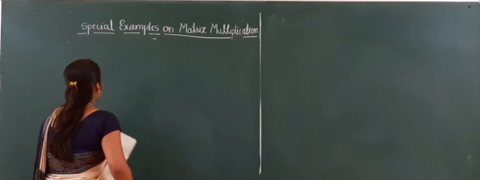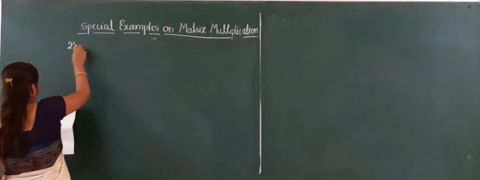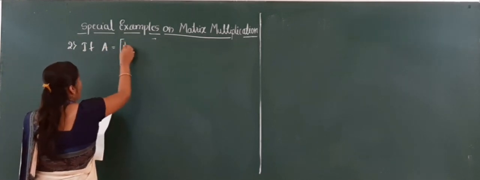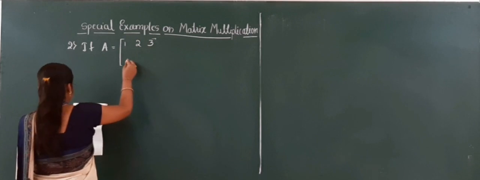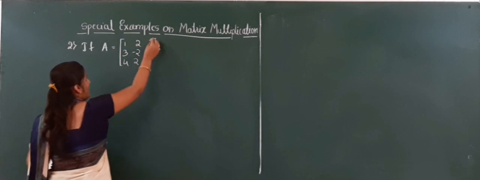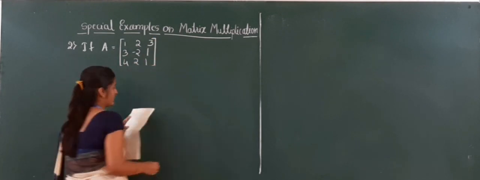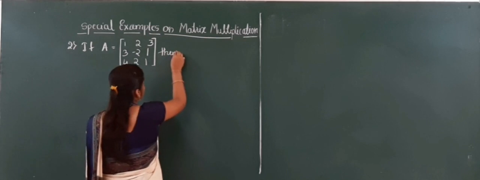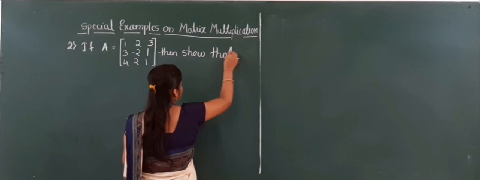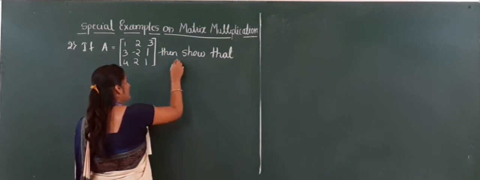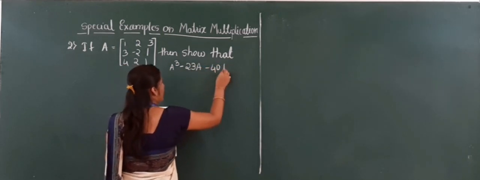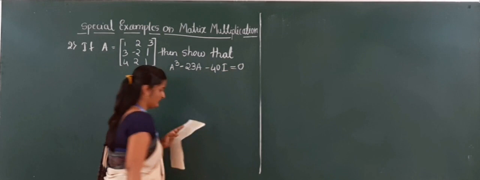It may occur for 5 marks in your annual examination. If a matrix A is like this, 1, 2, 3, 3 minus 2, 1, 4, 2, 1, again a 3 by 3 matrix, then show that A cube minus 23A minus 40I equal to 0. Okay.